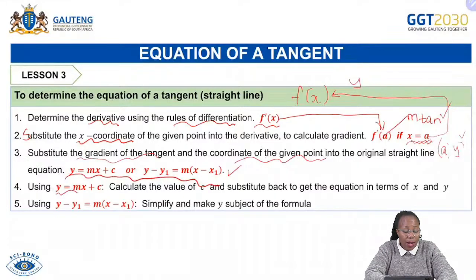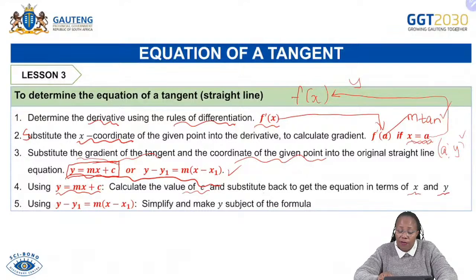If you are using y equal to mx plus c, of which is the first one there, you calculate the value of c in order to find the equation. And then how do you do that? You calculate the value of c, and then you substitute back into the equation and leave your equation in terms of x and y.